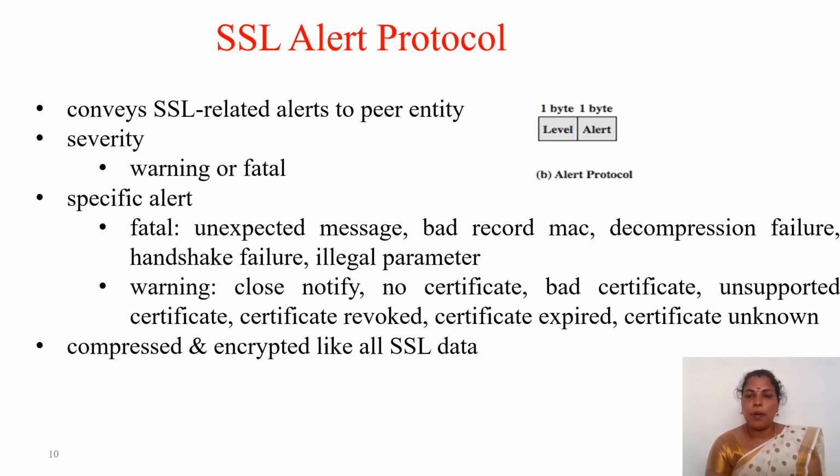So in total, 2 bytes are used for the alert protocol. The severity means it gives some warning or fatal messages. The specific alert, fatal, means unexpected message, bad record MAC, decompression failure, handshake failure, or illegal parameter.